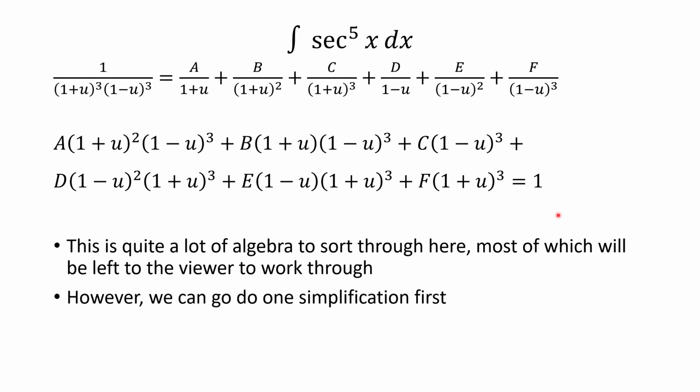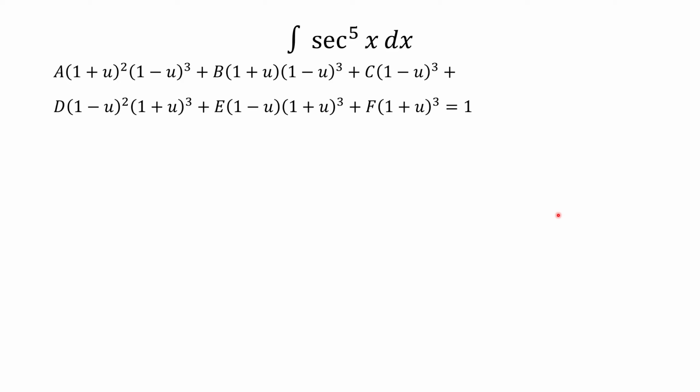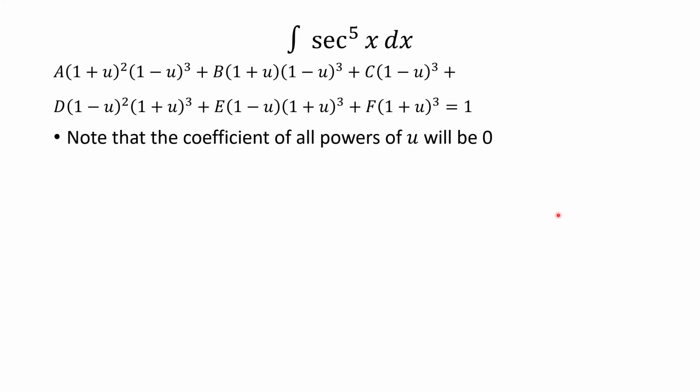But we can do one simplification first. So this was our big messy equation. And you note that the coefficient of all powers of u will be 0, right? Because on the right-hand side, we only have a constant. So all the coefficients, all the powers of u will be 0.